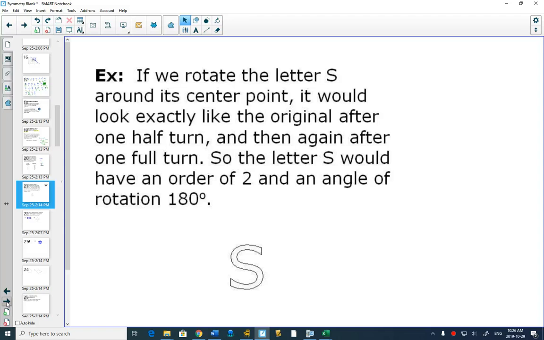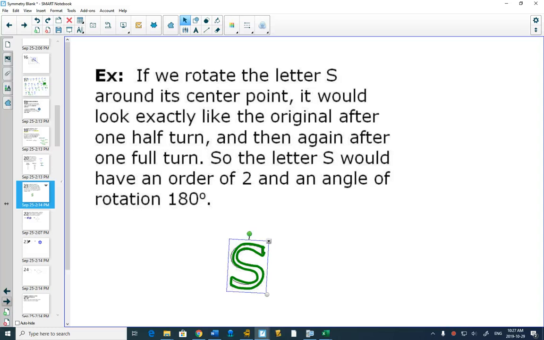So if we take the letter S and rotate it around its center point, one of the strategies that you can use in this unit is if you take out some paper and lightly trace the same object on that paper. Tracing paper works really good, and then rotate it around, you notice that it matches up when you're halfway. Tracing paper is paper that's extra thin that you can see through. And then back to where we begin, which means this has an order of rotation of 2 and an angle of rotation of 180.